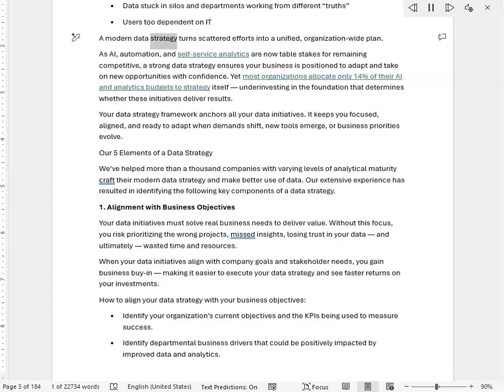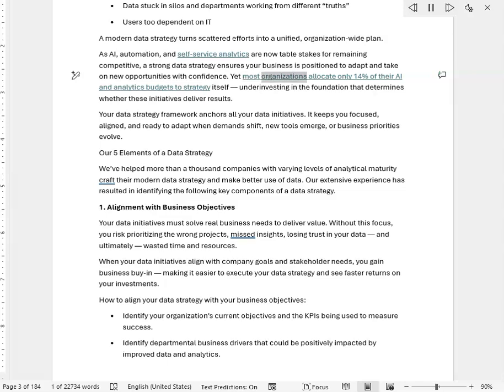A modern data strategy turns scattered efforts into a unified, organization-wide plan. As AI, automation, and self-service analytics are now table stakes for remaining competitive, a strong data strategy ensures your business is positioned to adapt and take on new opportunities with confidence.